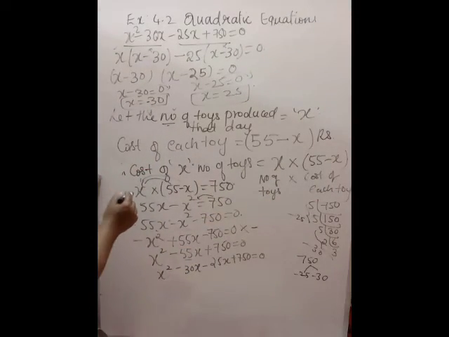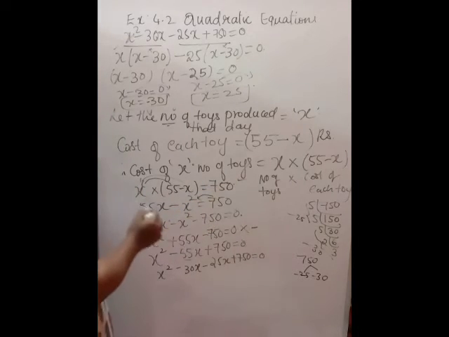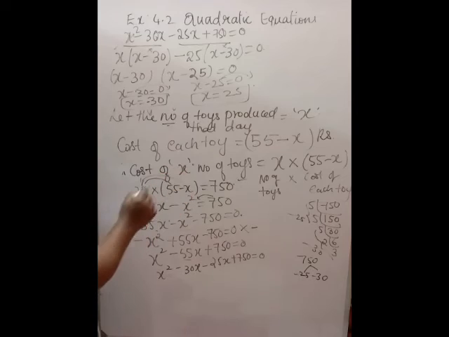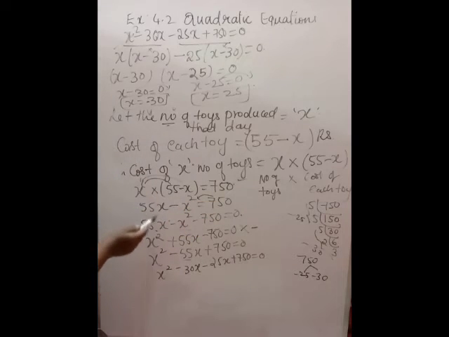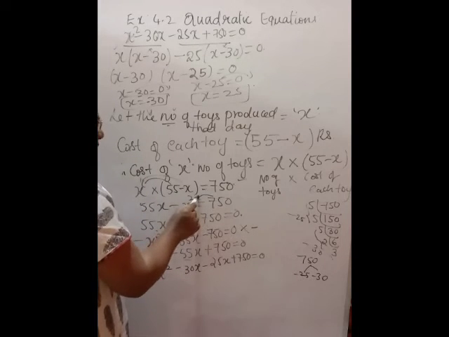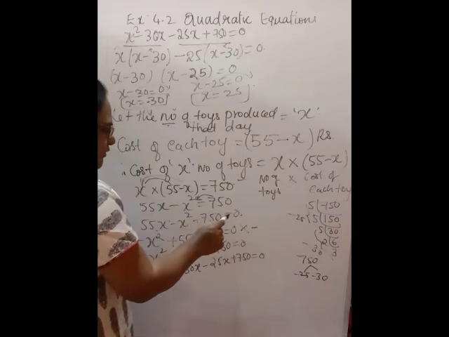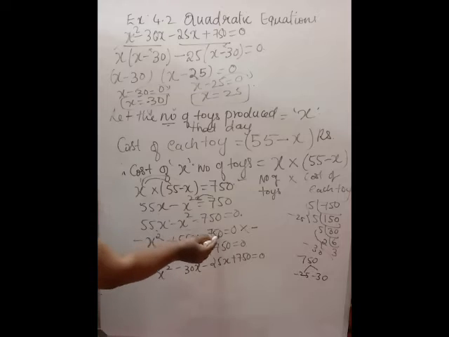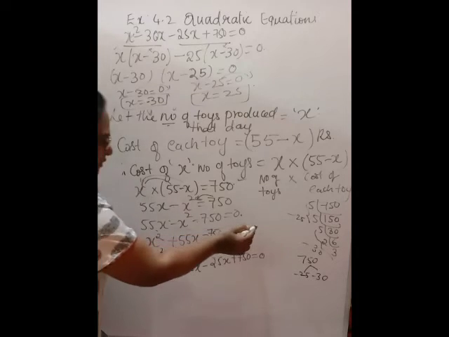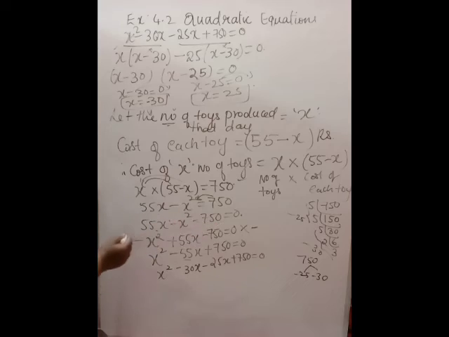So now I have simplified. One day by selling these toys, they got 750 rupees. So x into 55 minus x is 750. Multiply x into 55, 55x minus x into x, x square, is equal to 750. Bring 750 here, that will become minus 750 is equal to 0. Now arrange the terms: x square first, x next, constant next. Now it is still having minus signs, so multiply with minus, the sign will change. This minus will become plus, plus will become minus, minus will become plus.